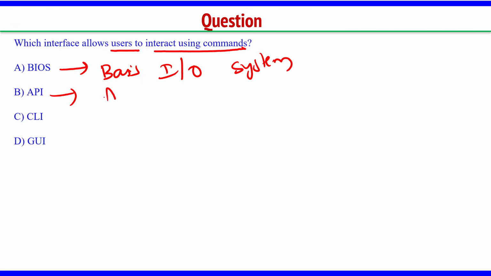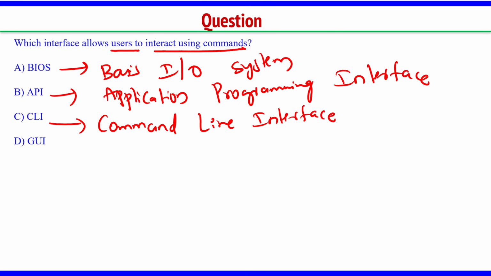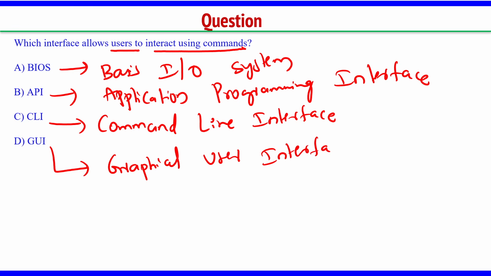API means application programming interface. Then CLI means command line interface, here it is interface, command line interface. Then GUI means graphical user interface. Okay, so I will explain each one of them.